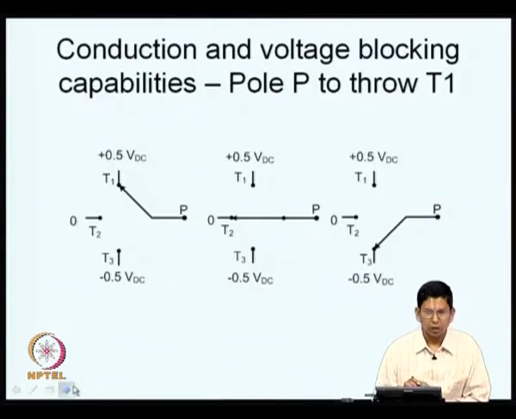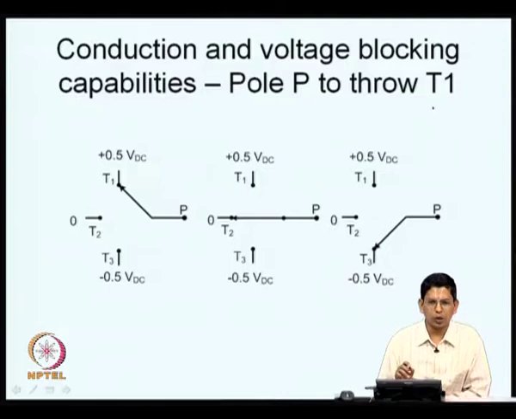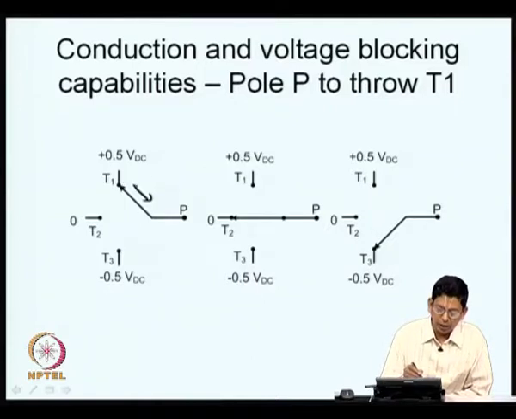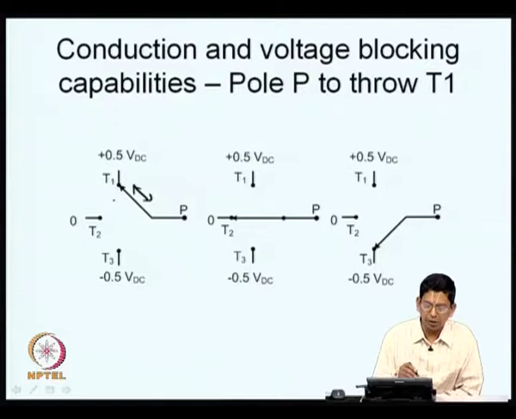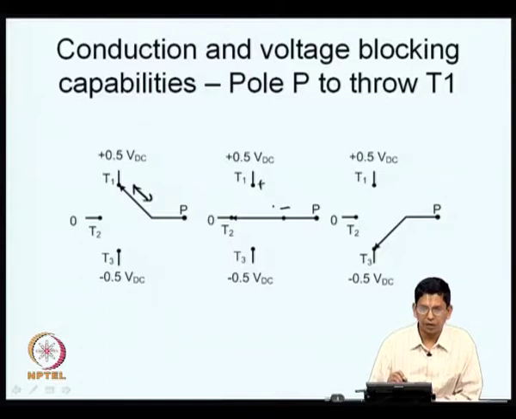Just basic motivation now. We have been looking at how you would realize this switch. If you want to realize one part of the switch, pole P to throw T1, 3 different states are available here. In the first case, pole P is connected to T1. The current can be bidirectional, therefore the current between P and T1 needs to be bidirectional. If you take the second state, the switches between P and T1 are in the off state, and T1 is positive with respect to P, and you have a potential difference of VDC by 2.